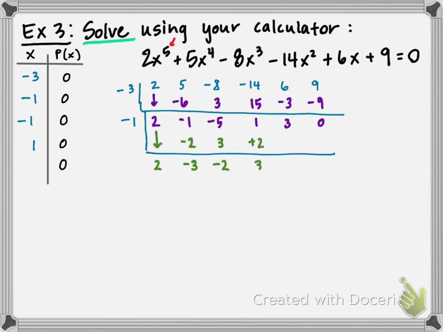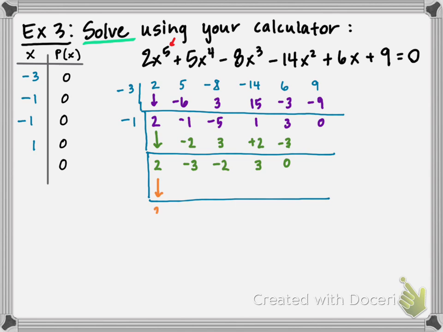The sum is 3. The product is negative 3. The sum is 0. And again, we're going to divide out that negative 1. Remember, negative 1 was our double root. So here goes the next one.